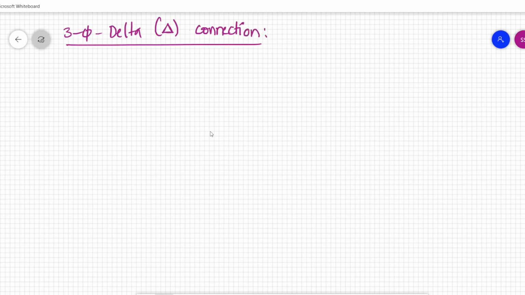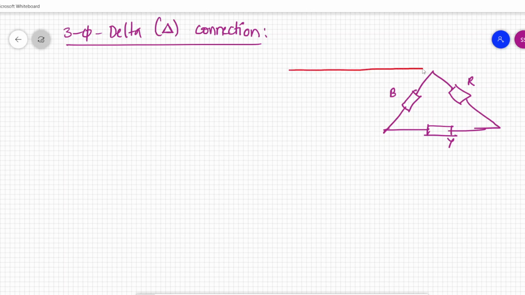Okay, so you already know what the delta connection is, right? It is a closed circuit. Here this box I am drawing may contain an impedance, right? So here I am giving this as R phase, Y phase and B phase. So the connection will be like this. R phase is connected to this point and Y phase is connected to this point, and B phase is connected to this point. Okay, so this is R phase, Y phase and B phase.